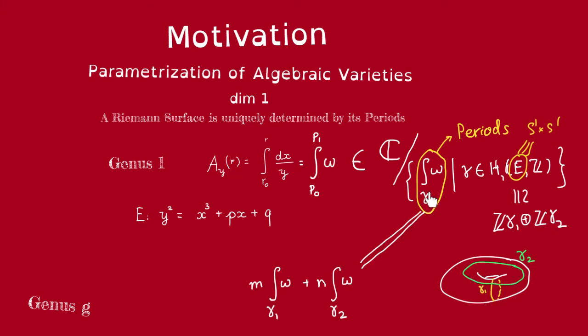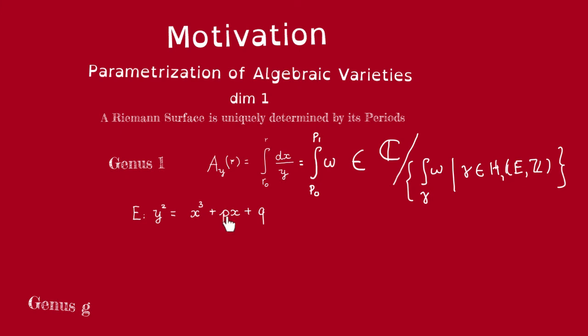Now then every cycle gamma can be written as a linear combination of gamma 1 and gamma 2 with integer coefficients, right? But then this integral itself can be written as a linear combination of these two basic integrals. So this whole group of periods is generated over Z by these two basic integrals. In other words, it is a lattice inside C. That's why we call this the period lattice.